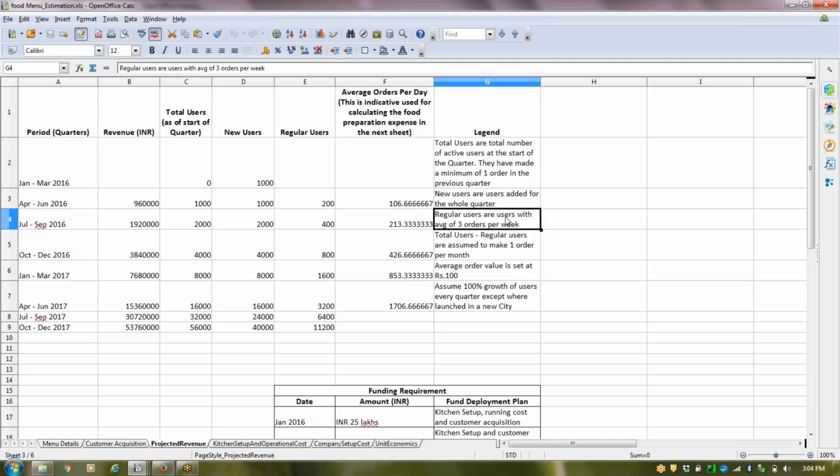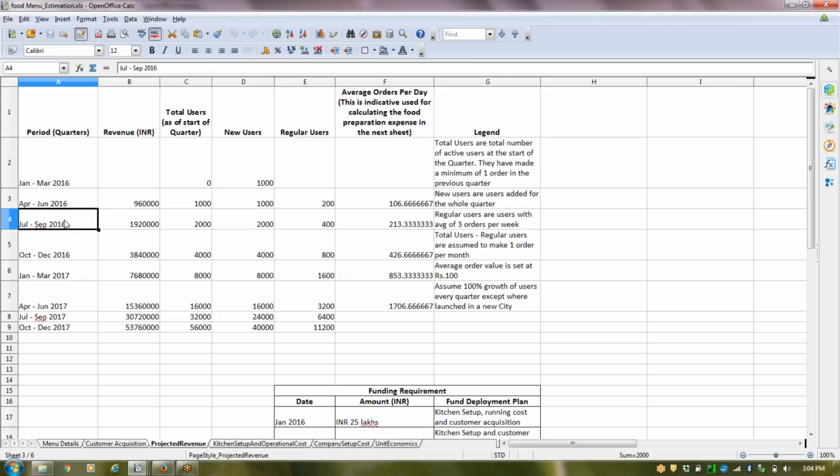So if you look here, they said they'll be having 1,000 new users. So at the start of the second quarter, they have 1,000 existing users. Out of these, 200 are regular users, and they've given the definition of regular over here. Based on that, they have come up with the revenue. 9,60,000 is the revenue for the quarter. So like that, they are increasing. Once you have 1,000 users, you'll be able to add 2,000 users in this quarter.